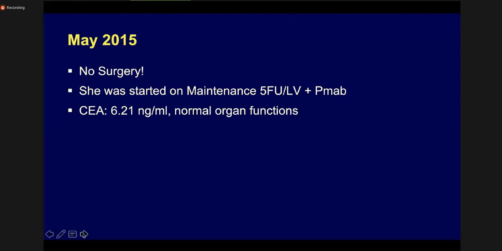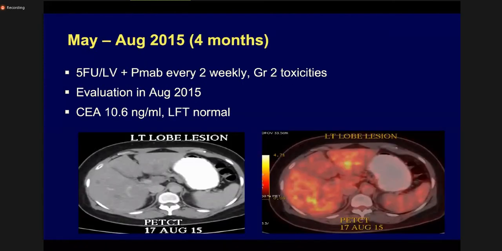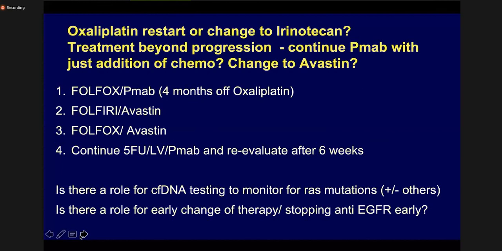CA dropped to very low levels from 117 that we started with, to 6.21 during the maintenance. But lo and behold, as all patients do, liver lesions started showing up again. Evaluation after 4 months of maintenance showed that the CA started going up. LFT was still normal. You're starting to see some lesions showing up on the PET CT scan again. Those were the other ones that were always there and starting to light up on the scan. So all the questions that we are confronted with: restart oxaliplatin, grade 2 neuropathy, or change to irinotecan. This is now 4 months off the oxaliplatin.